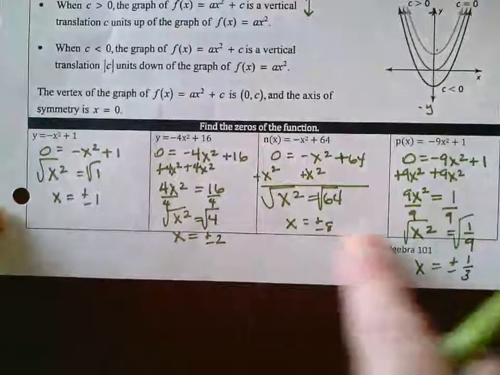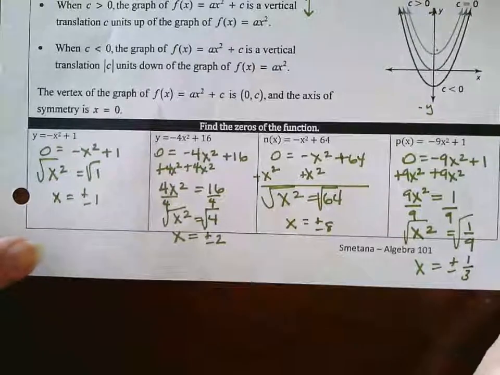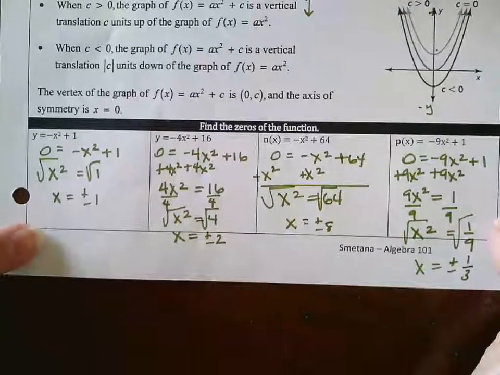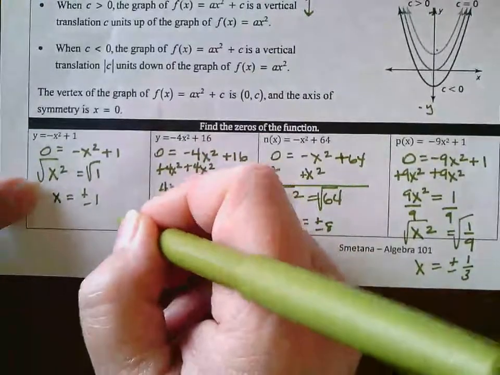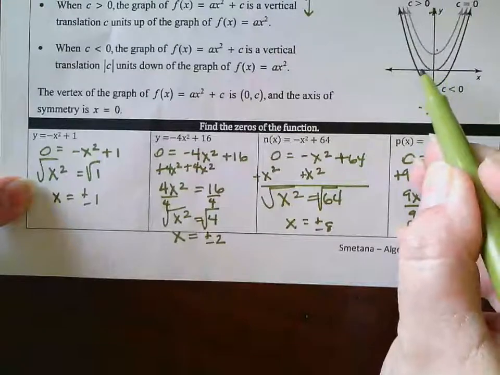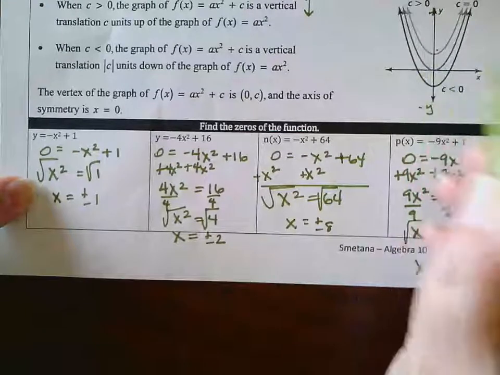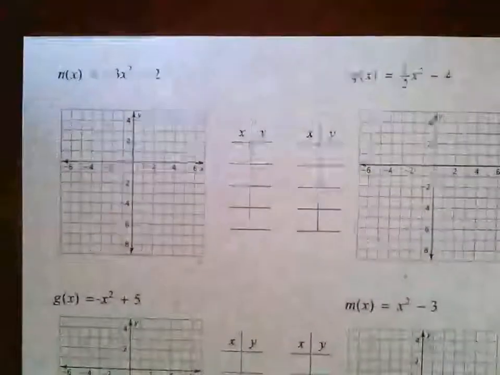So I went through that pretty quickly. If you need to stop the tape real quick and review this and wrap your head around what I did to find the zeros, remember this is the place in the function where it actually hits the x-axis. So we call those zeros because it's where y is 0.